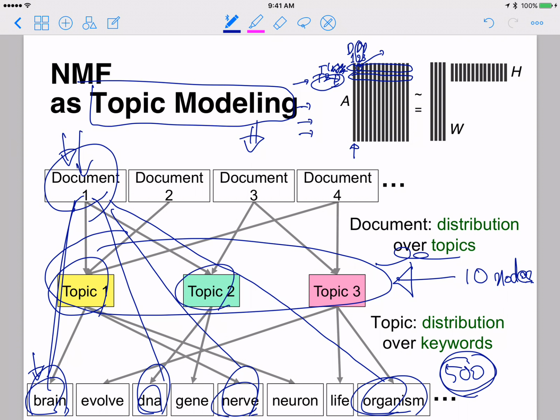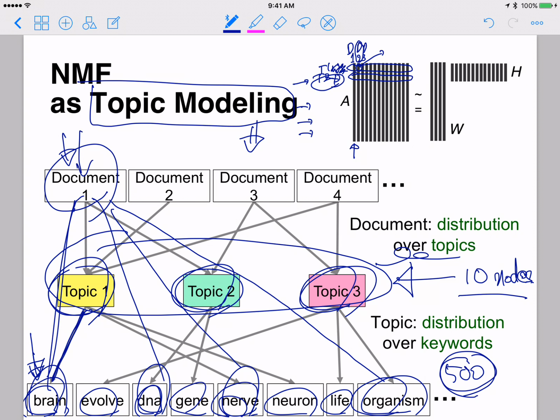Each of these 10 different nodes will have connections with the lower layer of keywords. So topic 1, among the 10 different topic nodes, will have connections with brain, nerve, and neuron. Topic 2 will have different connections to DNA and gene, and topic 3 may have connections with evolved, life, and organism.